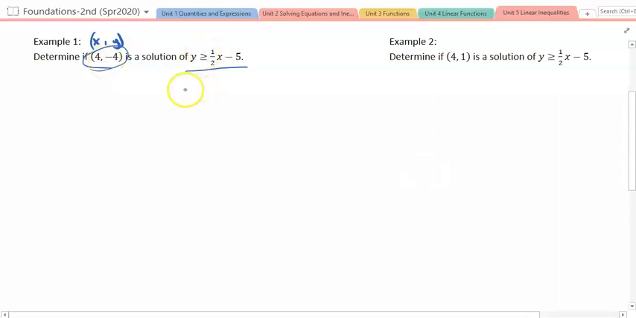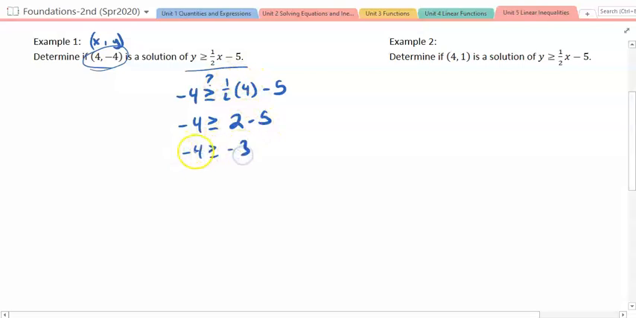And so when I substitute this in, I'm going to get negative 4, with the y, greater than or equal to 1/2 times the 4 minus 5. Now, if I do negative 4 greater than or equal to, what is half of 4? That's 2. 2 minus 5 is negative 3. Is negative 4 greater than or equal to negative 3? Yes or no? The answer there is no.